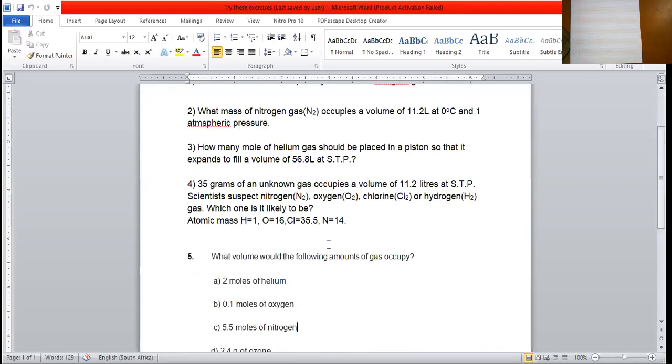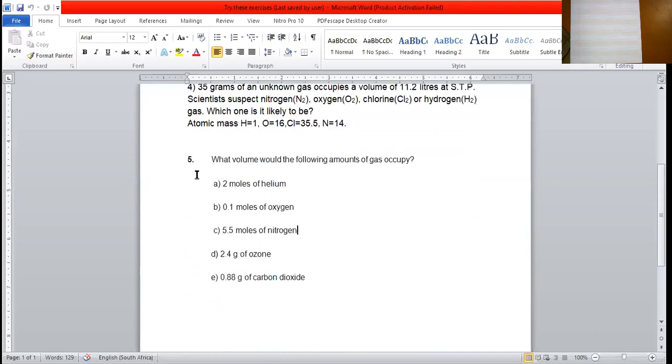Is that clear? Then the last one here says, what volume would the following amounts occupy? For each one of them, you're going to have to calculate the volume. Where you're given grams, first find the number of moles, then you put them in number of moles is equal to volume over molar volume. Is that clear?